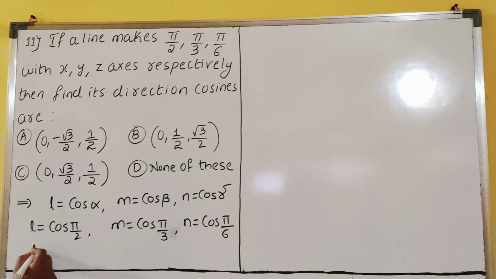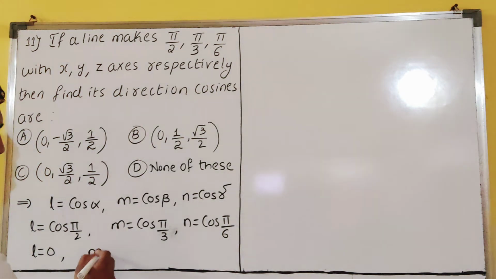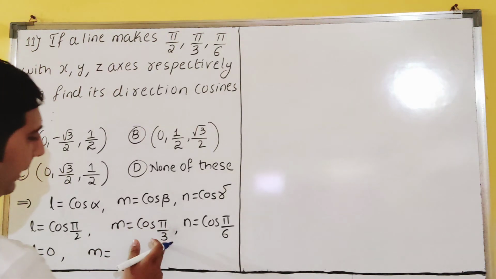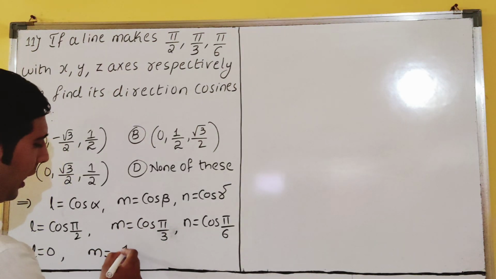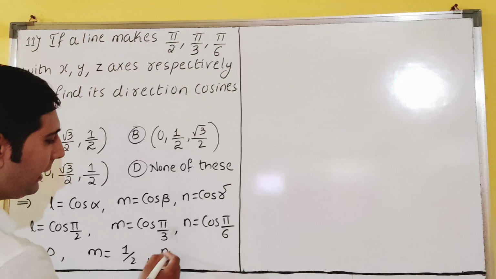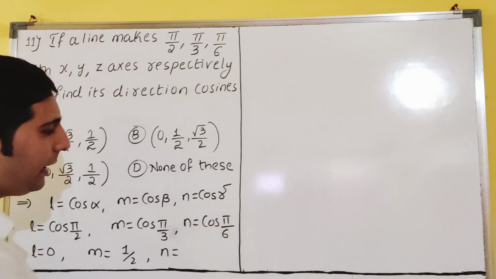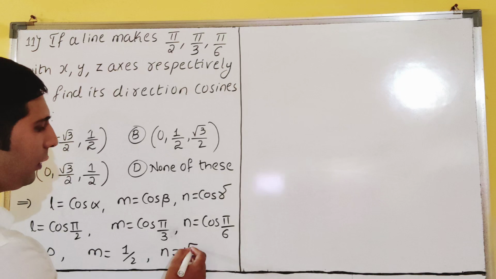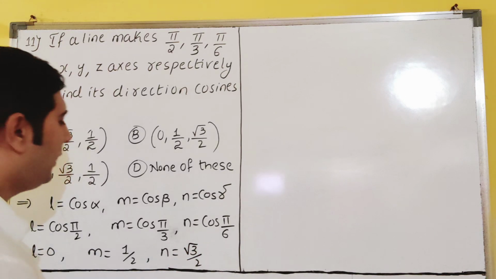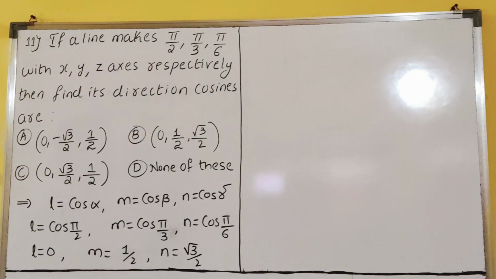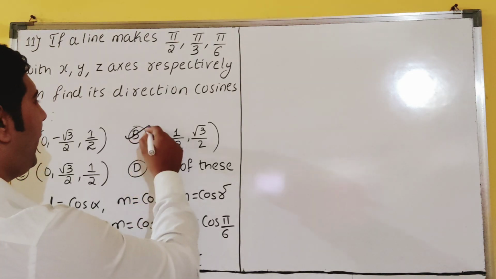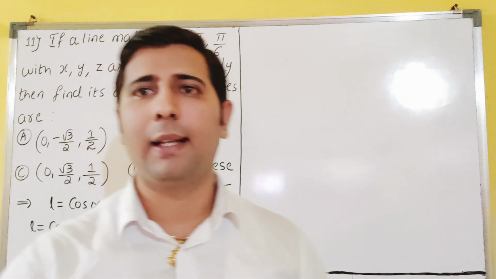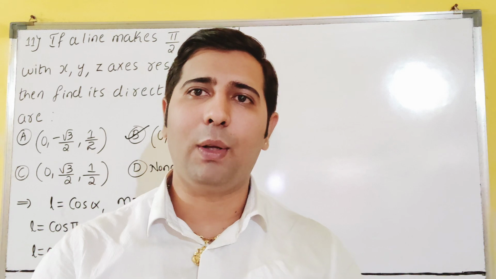So now cos 90 degree is how much? 0. Cos pi by 3 means cos 60, which is 1 by 2. n is what? Cos 30 degree. Pi by 6 means 30 degree. Cos 30 is root 3 by 2, dear students. So these are the direction cosines. Our option is matching with what? B, for bingo. Bingo is our answer, dear students. I hope it is clear to everyone. We'll go for the next question.